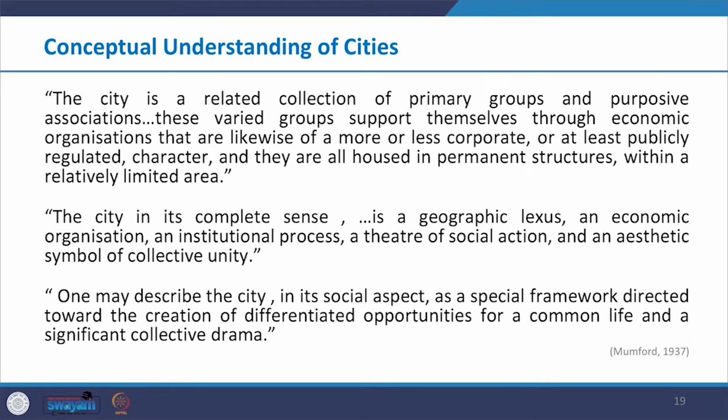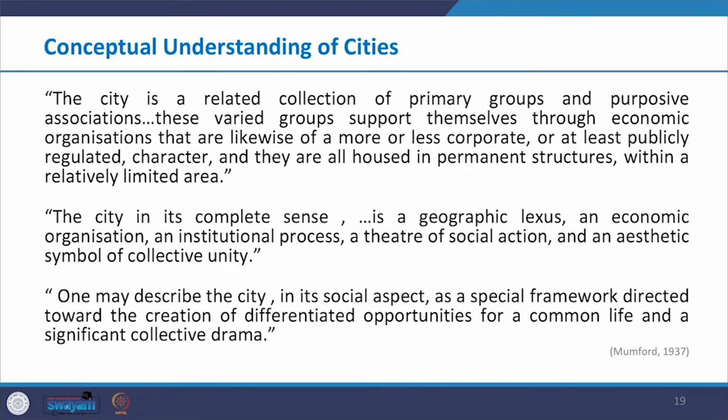Another description which we see by Lewis Mumford is: the city in its complete sense is a geographic plexus, an economic organization, an institutional process, a theater of social action, an aesthetic symbol of collective unity. So apart from what we have seen in the previous definition, certain new aspects come here. The geographic plexus, where the integration of all the aspects comes. Further, we see the institutional process, plus we see the social aspect, and the most important distinction in this particular definition is the aesthetic symbol, the element of beauty which comes here.